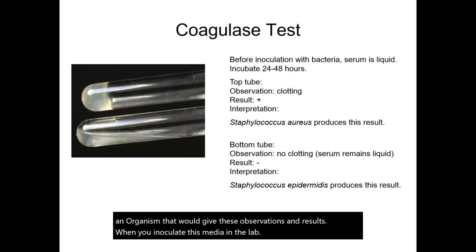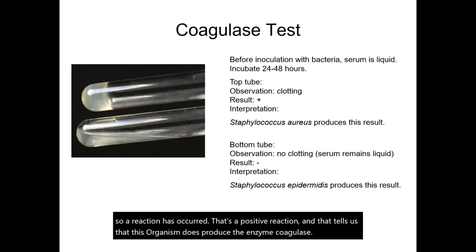Now, if on the other hand, you inoculate Staphylococcus aureus into this media containing rabbit plasma, you will observe clotting. That's the top tube in this picture. So this would be a positive reaction because a change has happened, right? The media went from liquid to solid. So a reaction has occurred. That's a positive reaction. And that tells us that this organism does produce the enzyme coagulase.